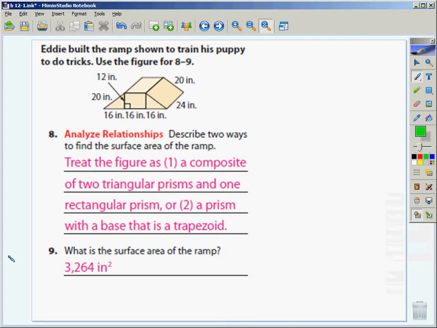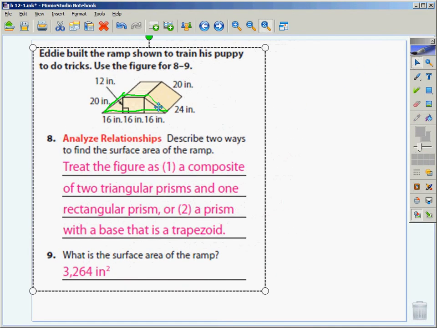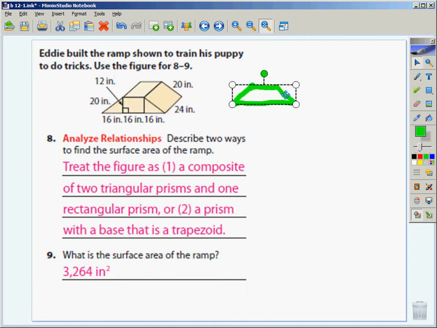Prism, that I can treat this as one solid prism with a base shape that is a trapezoid. If this is my base shape, what's my height then of the prism? What's the distance between the two trapezoid shapes? If this is my base, my other base is back here, what's the distance between the two bases? That's my height.